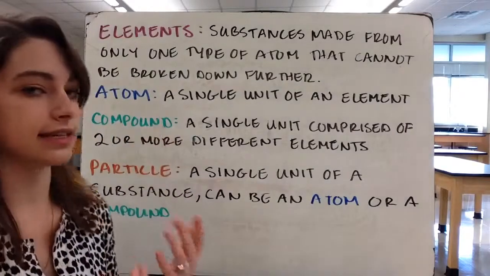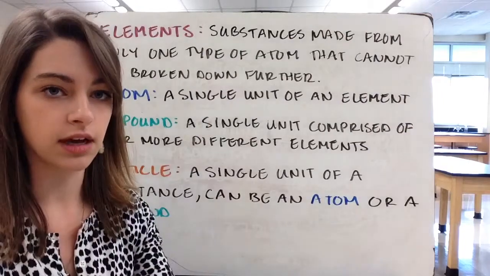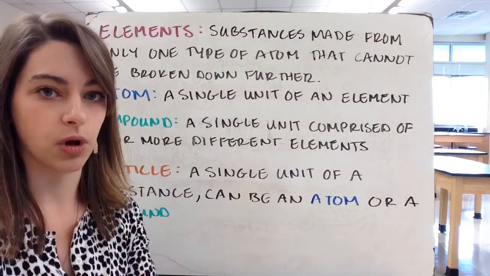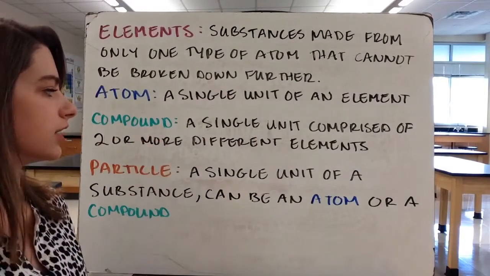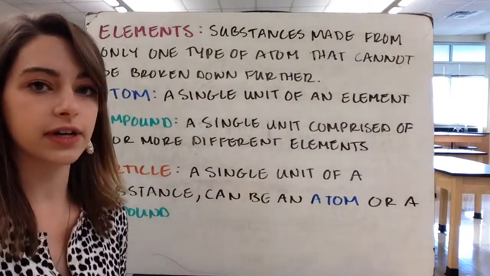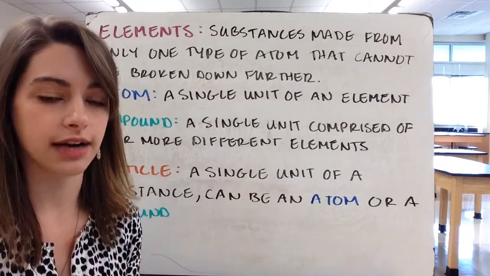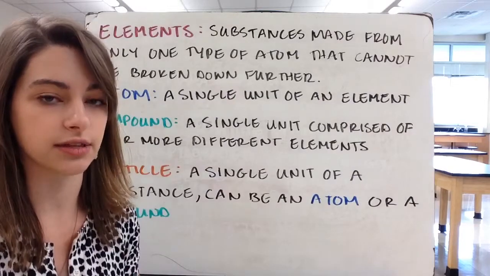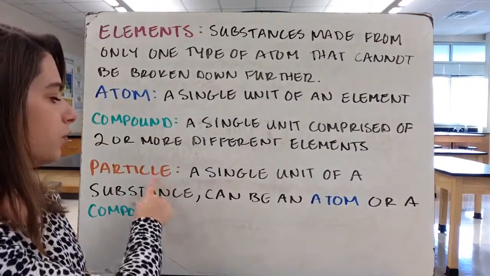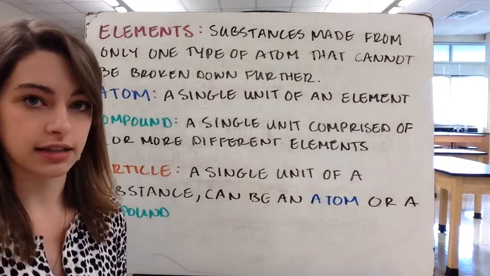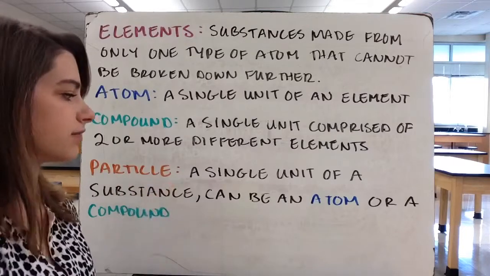An atom, then, is a single unit of an element. So an element is more of a type of atom, and the atom is the actual small piece. We then say that a compound is a single unit comprised of 2 or more different elements combined together. So water is a compound, where we have 2 hydrogens and an oxygen combined together to make a unit, a compound of water.